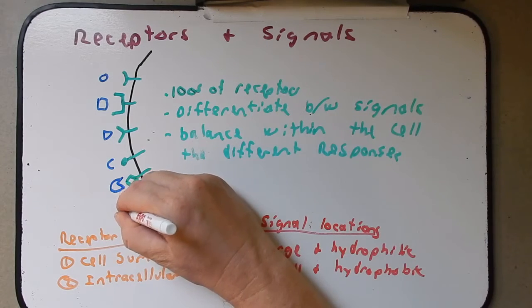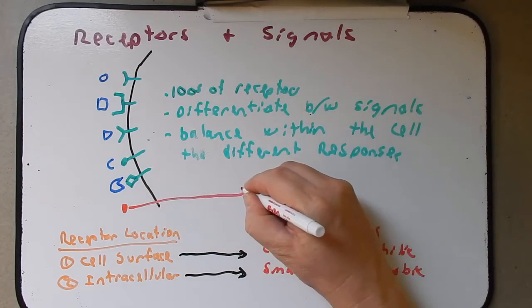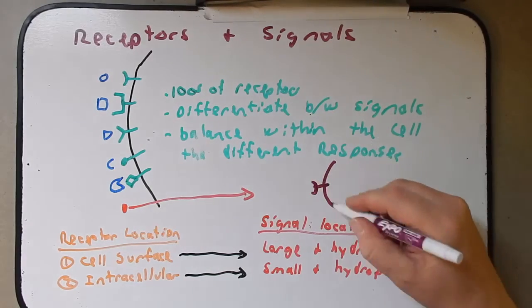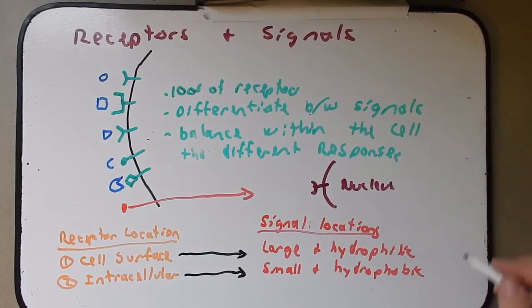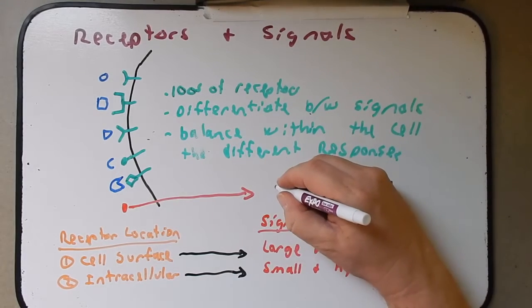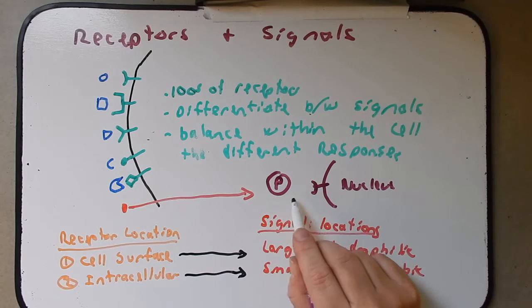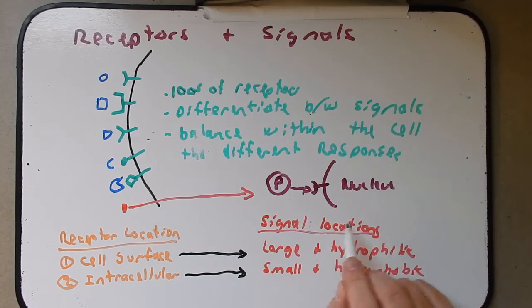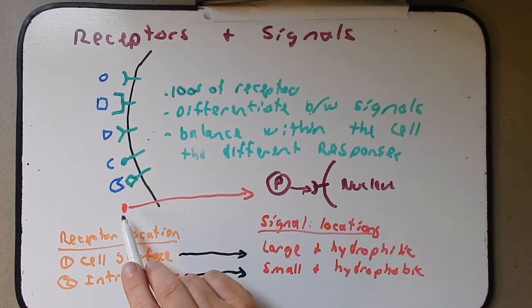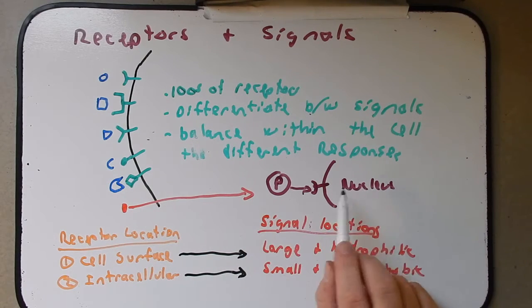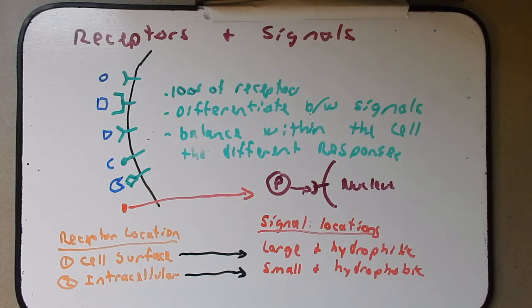So you could have a hydrophobic signal here that enters into the cell directly and then binds to, let's say we have the nucleus here. It may bind directly to a receptor on the nucleus to give a desired response. It could also bind to a protein here, I'll just put P here, a protein here that then binds to this nuclear receptor to cause a response. But at some level, this intracellular signal enters the cell and delivers the desired response.